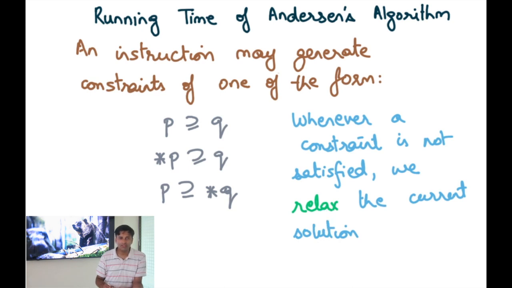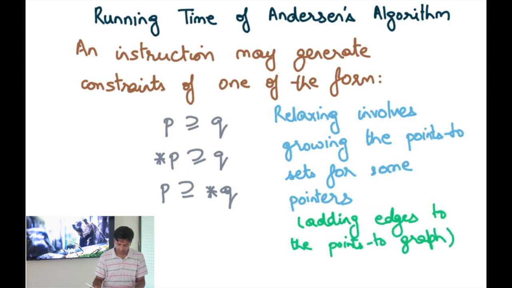Recall that the addition of these abstract objects from the points to set of q to the points to set of p is equivalent to saying that we are adding edges to the points to graph. And recall that the points to graph has order n nodes, because that's the number of abstract objects. Because there are order n nodes, there could be at most order n square edges in a graph. Now, relaxing involves growing the points to sets for some pointers. For example, I may want to grow the points to set of star p using this constraint. That is equivalent to adding edges to the points to graph.